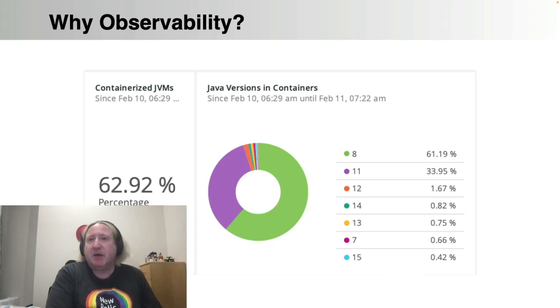Now, this number has come from our friends at New Relic, who publish data, and since I put this deck together, they actually have a nice new result out, which says that this number, because you can see this is from last year, the 2022 numbers are actually a bit higher. So now they're seeing roughly 70% of all JVM-based applications being containerized.